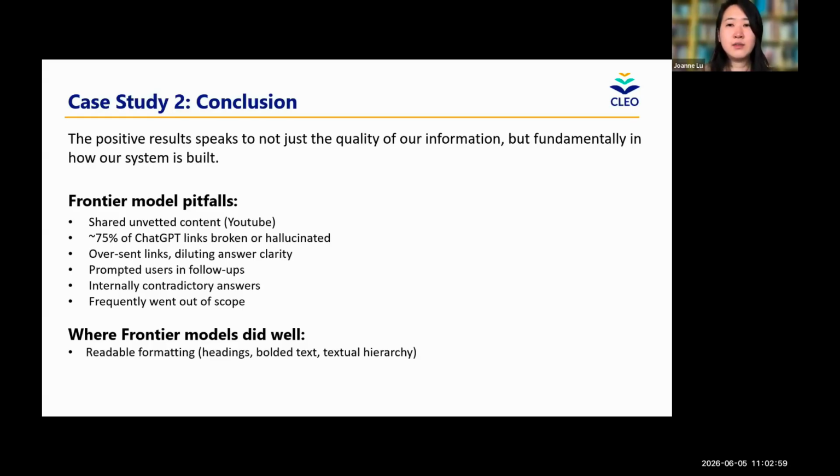Sometimes these were very unsafe because it would ask users to share private information unsolicited. Frontier models often also did a thing where it would say yes, and then as you read the answer, it actually signifies no. So there's a lot of internally contradictory answers that frontier models shared. Frontier models also frequently went out of scope due to the length of its answers. The only part where frontier models from our testing did well was in the area of formatting. So headers, bolded text, textual hierarchy, these all worked in the favor of frontier models.